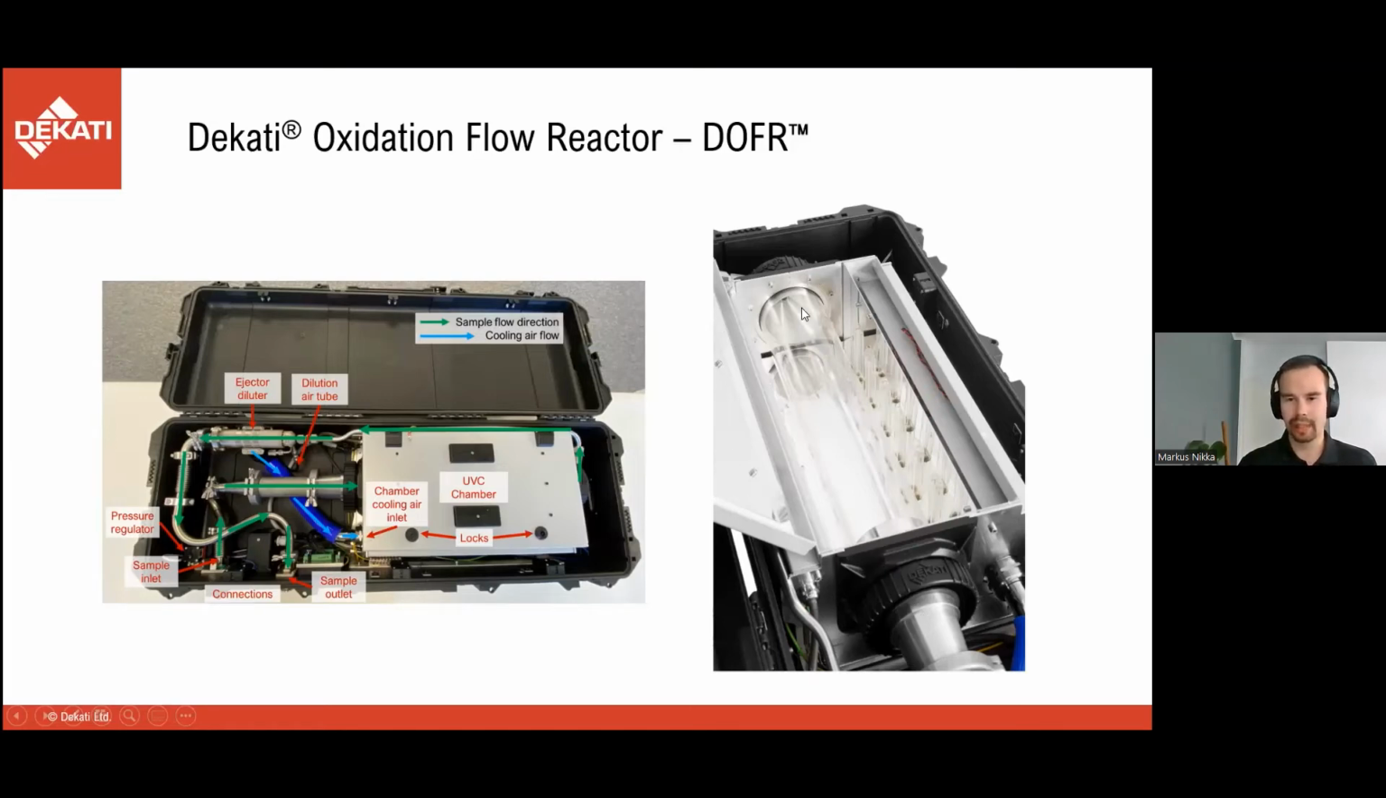Here is a picture from the inside of the UVC chamber. So we have the glass reactor tube where the aerosol flows, and here we have the 12 UVC lamps. There's also integrated cooling for the UVC chamber. So we have a fan that is guiding air through the UVC chamber around the UVC lamps.